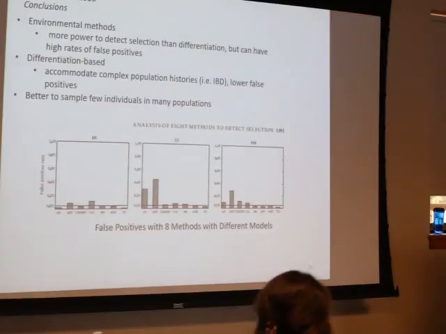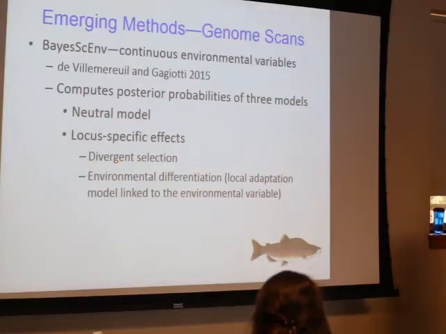And they also found, and this I would just kind of take as a grain of salt because it was really based on their particular simulations, better to sample few individuals in many populations. So I wouldn't hold on to that. Okay, so those are what we call the classic, but that was, as of 2013, we're in 2015, so there's been a whole lot that's come out in these 2 years.